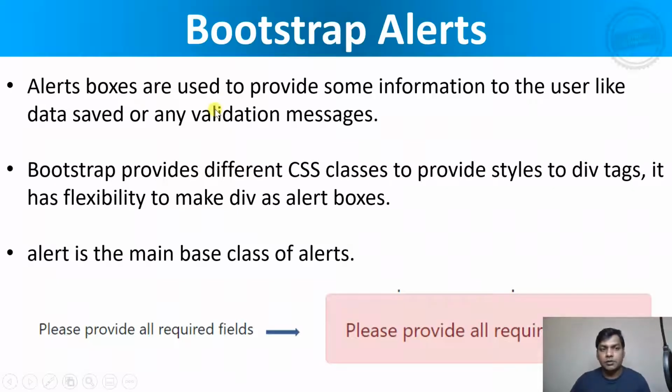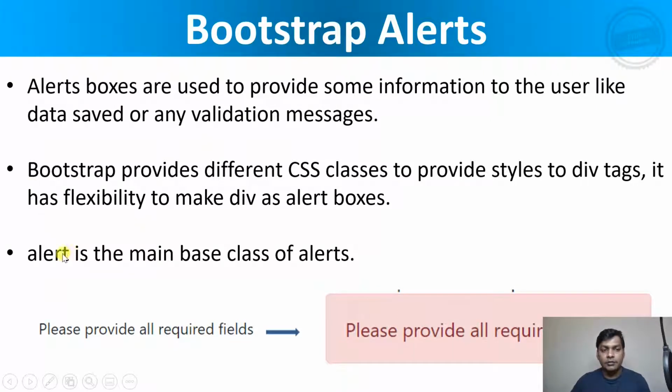So in general, we use alert boxes to provide some information to the end user, like for example, data saved successfully, and if there are any validation messages, for example, required the first name. Like these messages we will use in the form of alert boxes. Bootstrap is providing different CSS classes to provide the styles to the div tags, and we can make it as alert boxes.